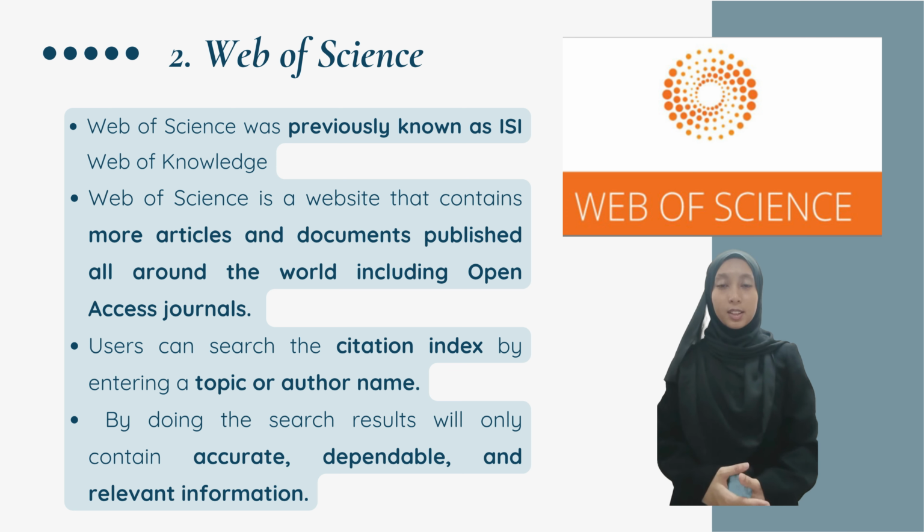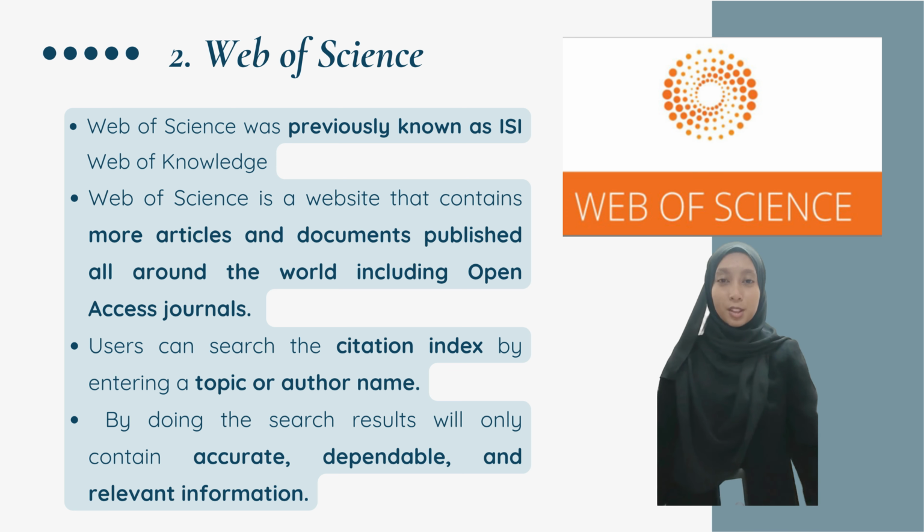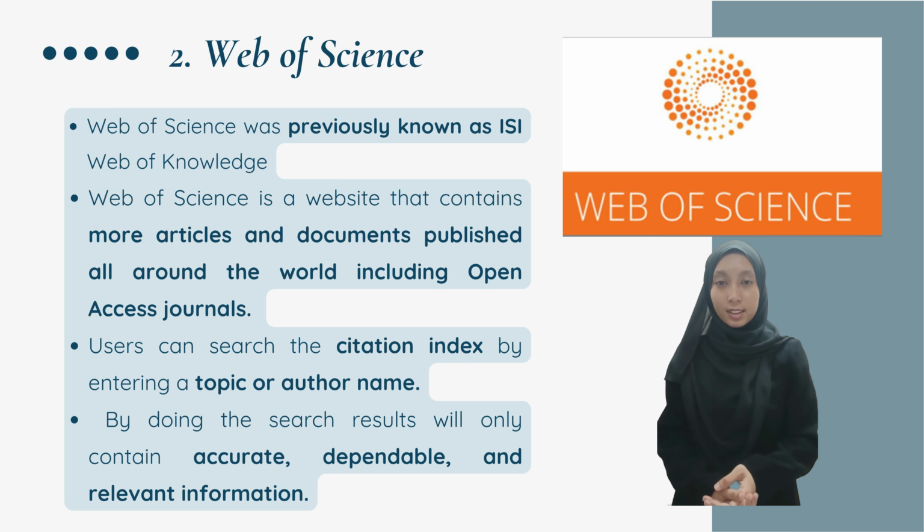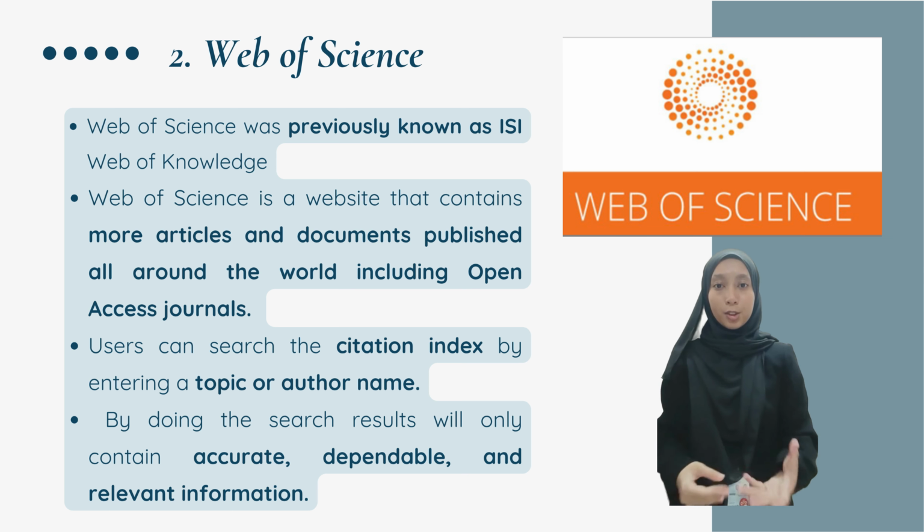Web of Science is a database that UiTM subscribe to and it can be found at Permata UiTM. Web of Science contains more articles and more documents all around the world. User also can search the citation index by entering author name, topic or title. Also, search result in Web of Science will only contain accurate and relevant information.